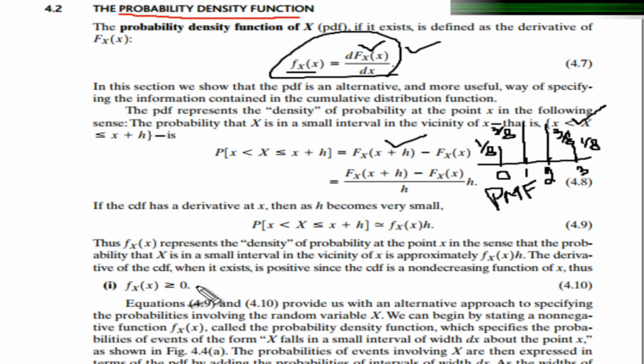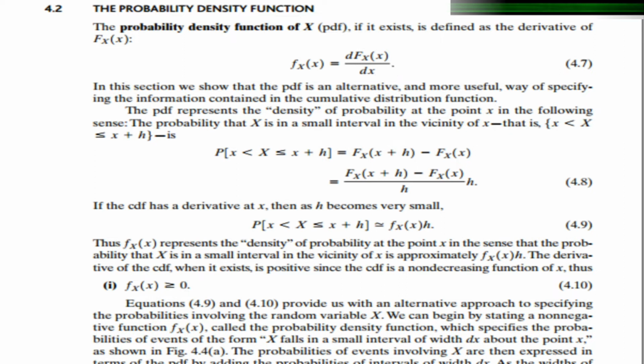Okay, so there are some properties related to the PDF of any function, and the first property is that the PDF of any function will always be greater than or equal to 0. It cannot be less than 0, because this is the probability. It is also the probability function, so you have to see that the value of probability cannot be negative. Okay, so this is the concept.